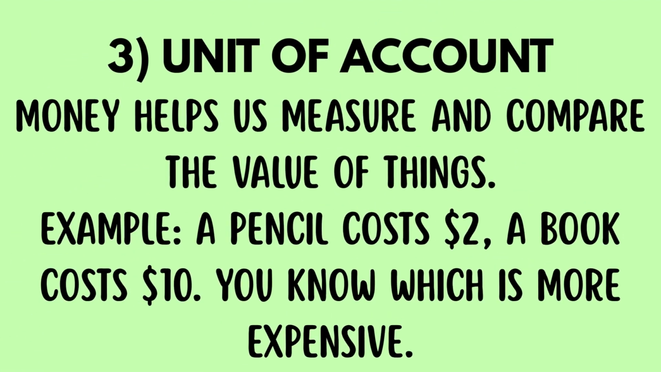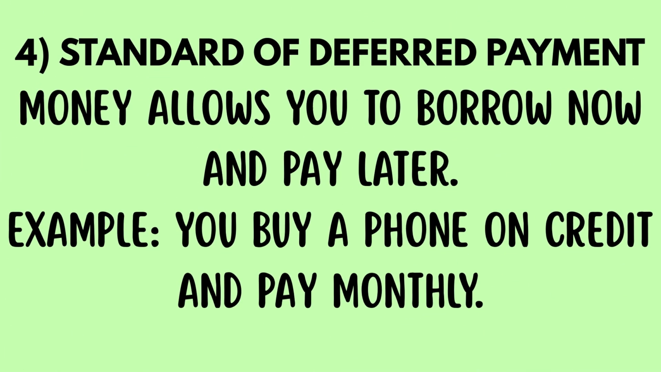Money is used as a unit of account. Money helps us measure and compare the value of things. Example, a pencil costs $2, a book costs $10. You know which is more expensive. Money is used as a standard of deferred payment. Money allows you to borrow now and pay later. Example, you buy a phone on credit and pay monthly.